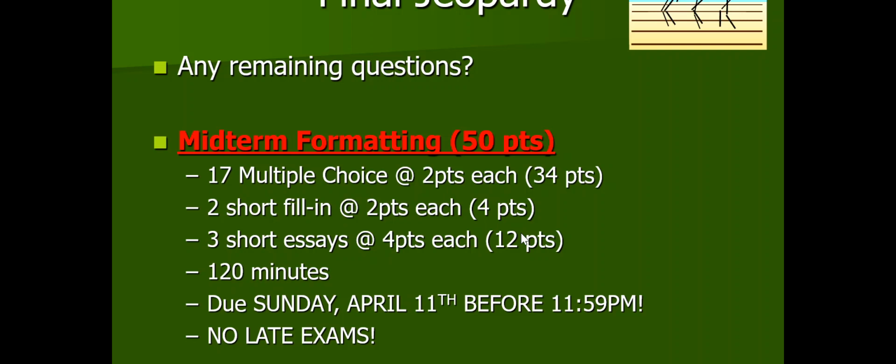Okay, so the midterm formatting, there are 50 points possible to earn. 17 multiple choice questions at 2 points each comes out to 34 points. You'll have 2 short fill-in, meaning maybe it's one word type answer, and those are 2 points each. You'll have 3 short essays. So if you could answer those in complete sentences and complete your thought, those are 4 points each. You will also have at least one opportunity for a few extra points with an extra credit question.